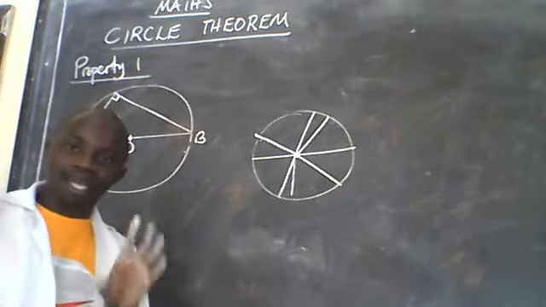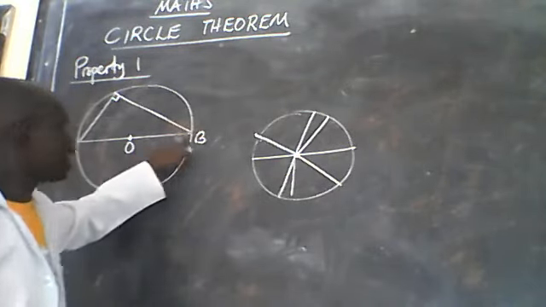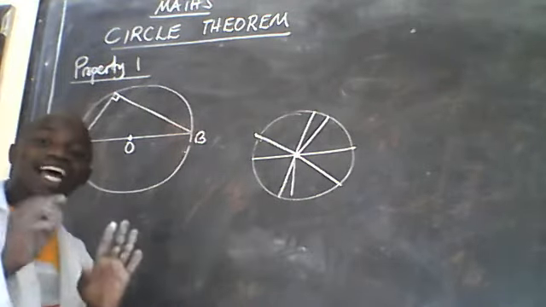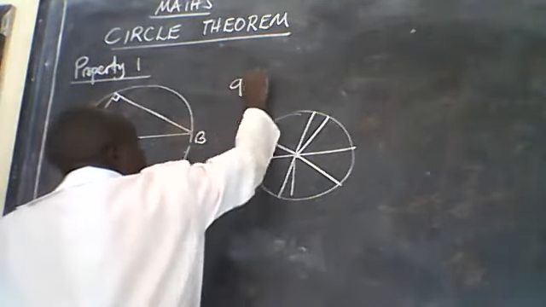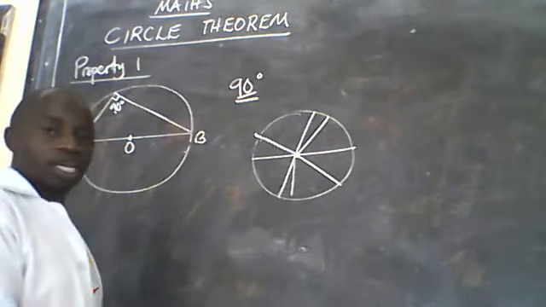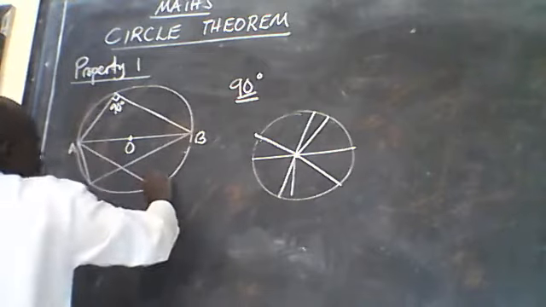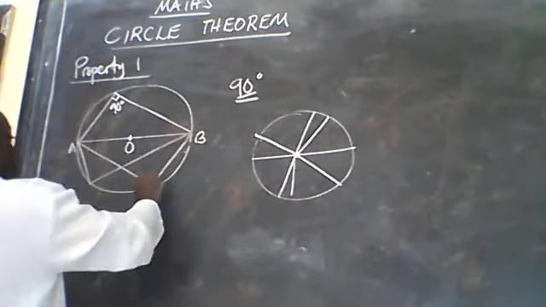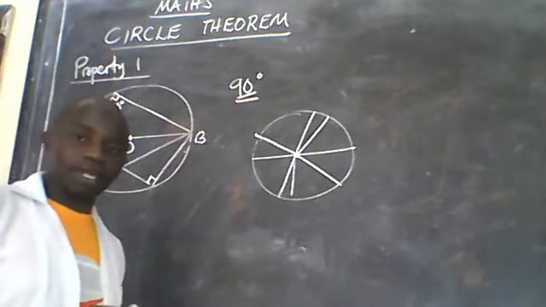The properties say any angle formed out of the diameter at any point of the circumference, that angle is always 90 degrees. So this angle here is 90 degrees. So if I can form it even at this point here, it can be at this point here, as long as it is from the diameter, that angle will still remain a 90 degree. That is the first property.